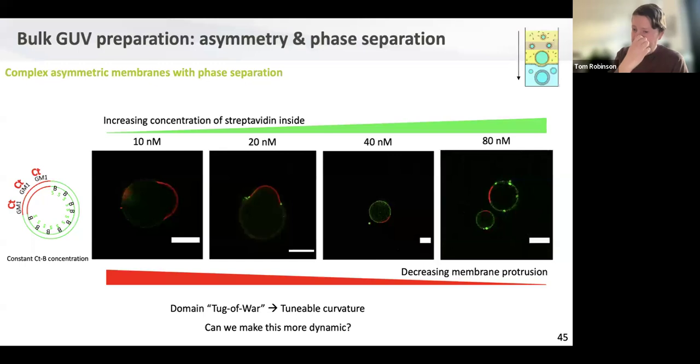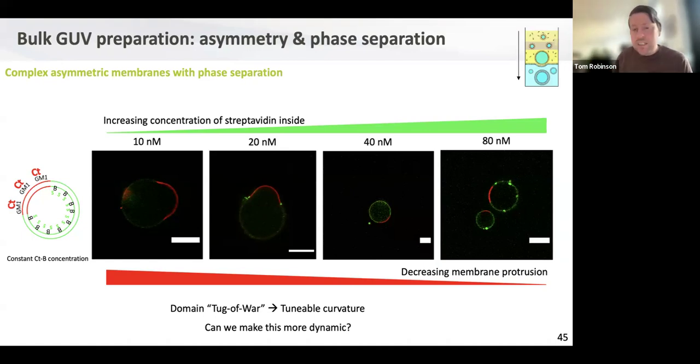So we thought, can we control this and get rid of it if we're not interested in having these protrusions? To a certain degree we can. We can increase the amount of streptavidin on the inside, going from 10 nanomolar to 80 nanomolar here, and we can actually get rid of the protrusions in most cases. So we can decrease the membrane protrusion. Basically what's happening here is a tug of war between the different curvatures. So we can get a little bit of control over it.